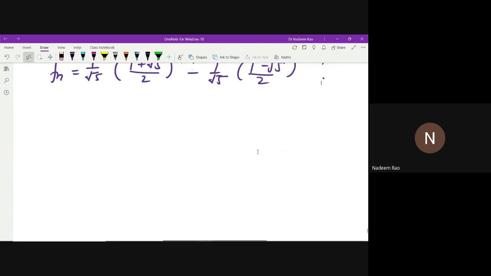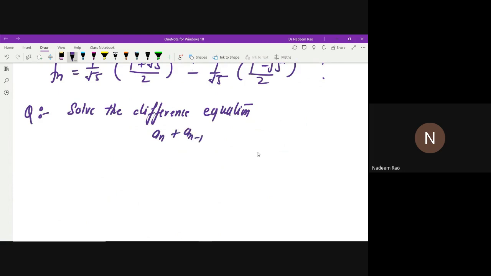Now the next question we will deal with here. Another question is: solve the differential equation, fn plus fn minus 1 plus fn minus 2 equals 0. Substitute, okay, solution.